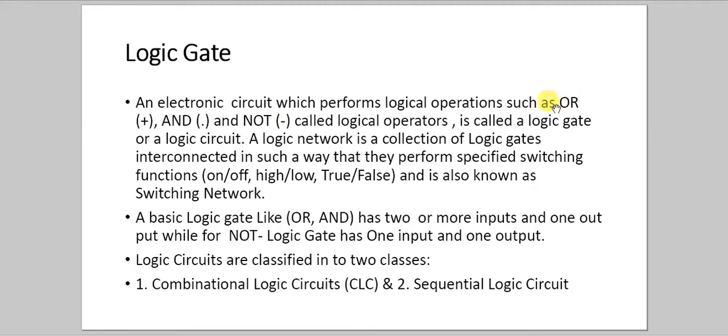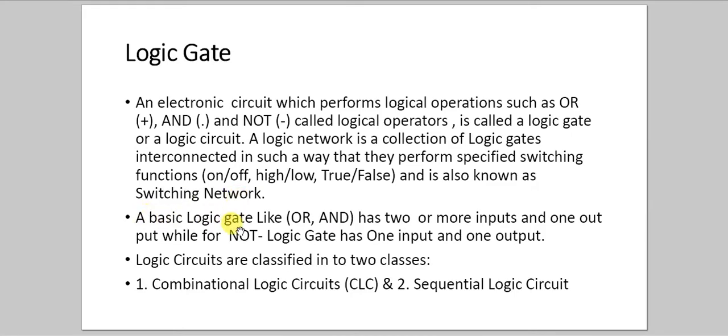OR operation, what is OR operation? OR operation means it adds certain logical events taking place. We will explain that in a moment. And similarly, AND operation, NOT operation. So such an electronic circuit is called a logic gate or a logic circuit. A logic network is a collection of logic gates interconnected in such a way that they perform specified switching functions: on, off, high, low, true, false, etc., and is also known as a switching network.